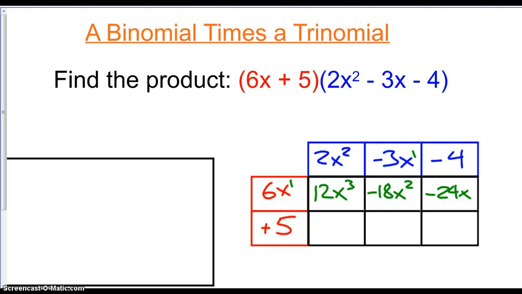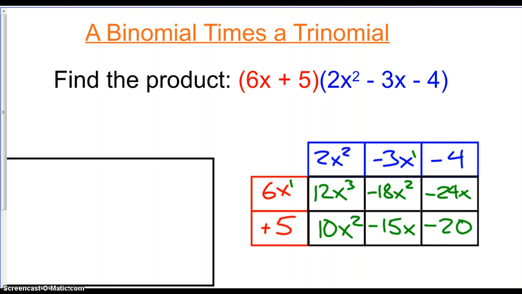Now I'm going to move down and then do the first column and the last row here. So 2x squared times 5, or 5 times 2x squared is 10x squared. 5 times negative 3x is negative 15x. And 5 times negative 4 is negative 20.